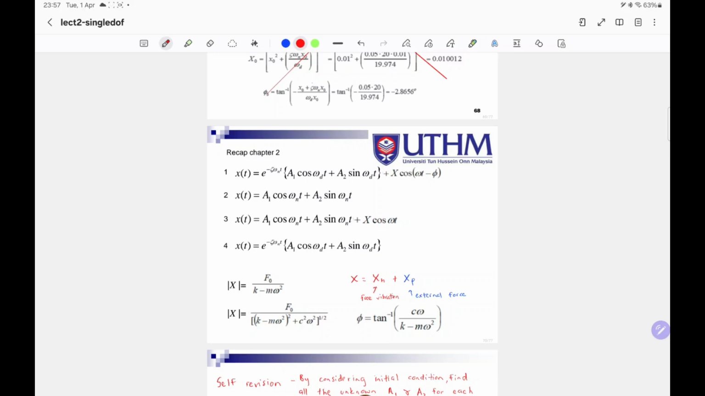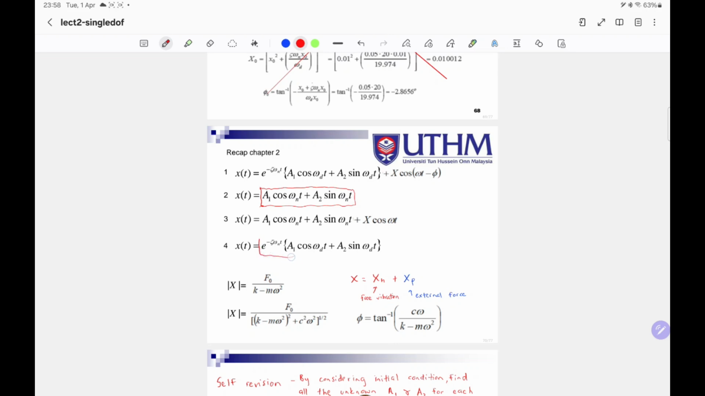Okay, so if I want to categorize this, this is actually a homogeneous solution. It doesn't have any particular solution, because it doesn't have X capital in the equation. Meaning that this is the solution for free undamped vibration. Free means it doesn't have any external force, therefore this is XH, which is the homogeneous solution.